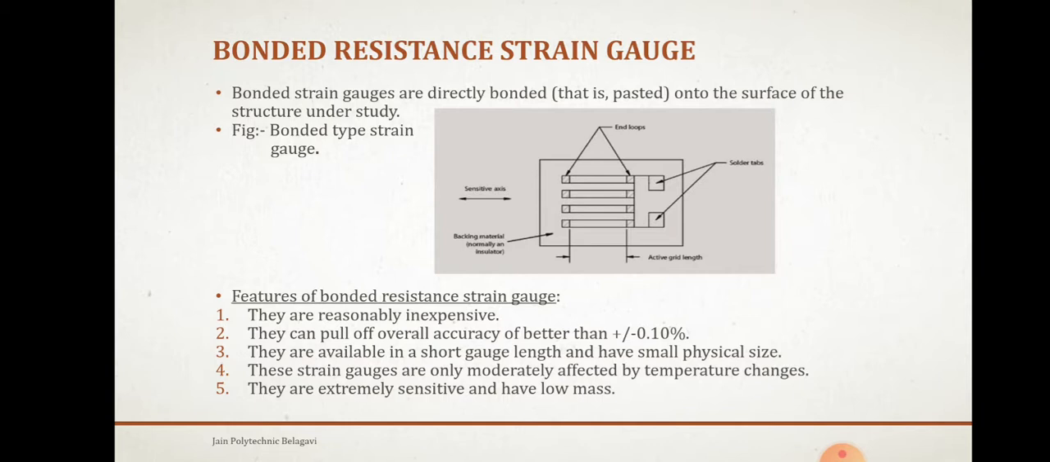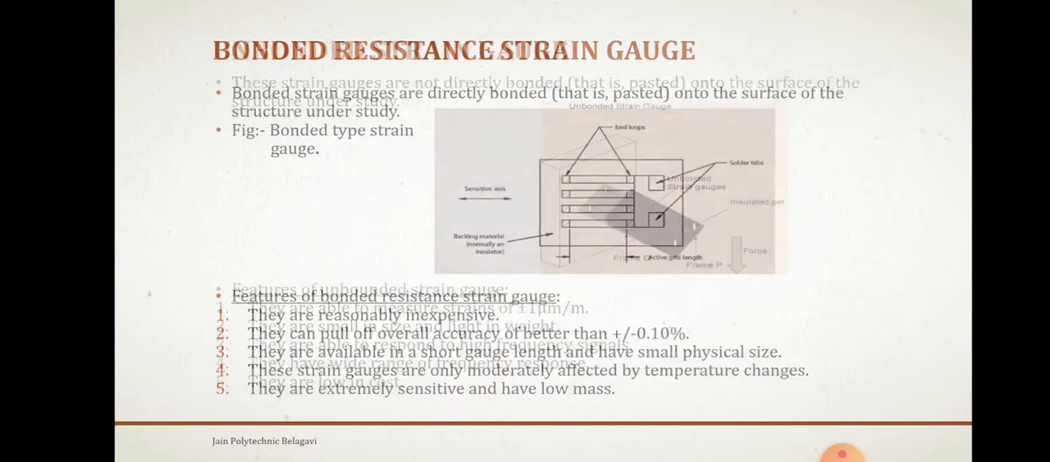Then the features: they are reasonably inexpensive. They can achieve an overall accuracy of better than plus or minus 0.10%. They are available in short gauge length and have small physical size. These strain gauges are only moderately affected by temperature changes. They are extremely sensitive and have low mass.